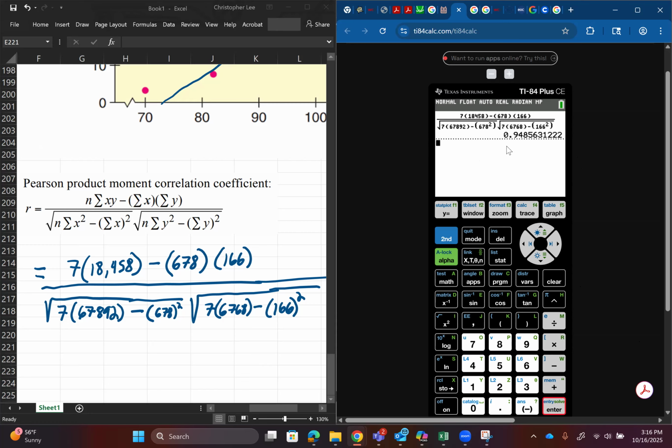And by the way, you see how the answer is 0.948? That's almost 1. So you're right. It's a strong positive correlation. Right? So you were right. You got it? It was just a parentheses, you put the wrong one.